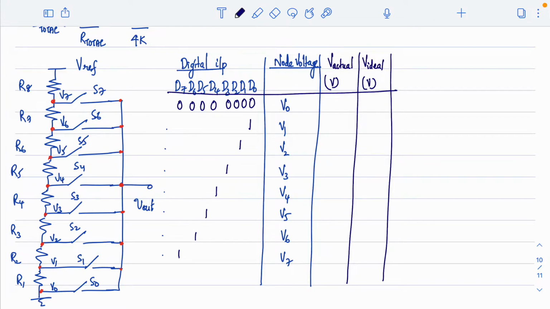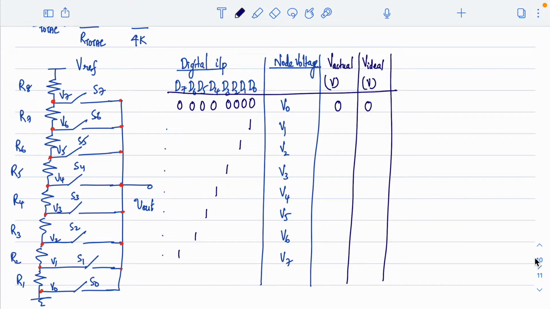Now, how will you get the actual output voltage? For the initial case when the digital input is 0, the actual output is 0, the ideal is also 0, right? This is 0, this is also 0, there is no difference. Now V1 is this node voltage, right? So this node voltage is 5 into the resistance value R1 divided by the sum of all the resistors.